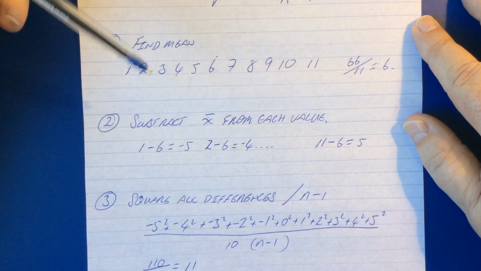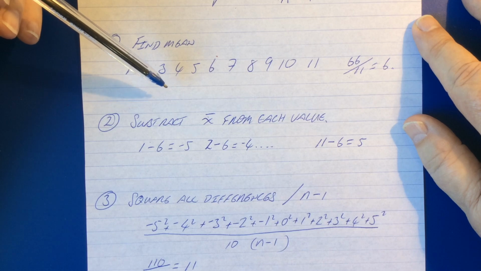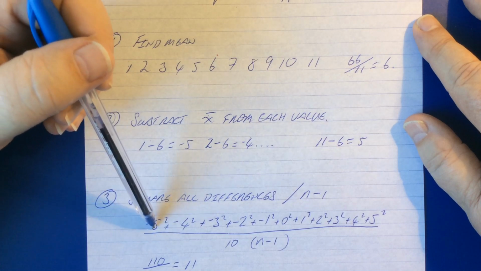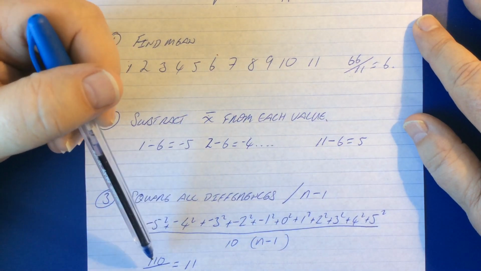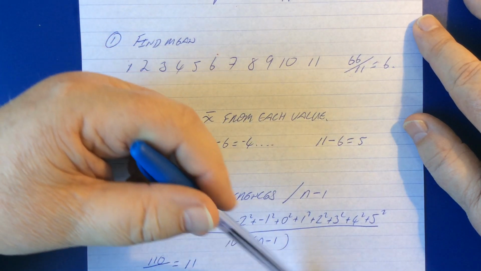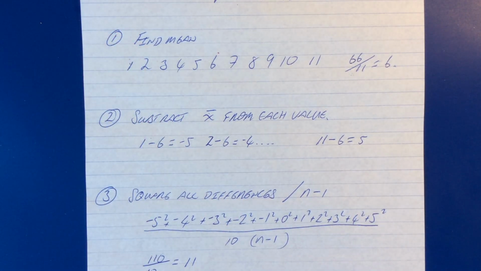This is the standard deviation of a sample. We're nearly always dealing with samples. If you were dealing with a population, this would just be n. Anyway, when we do this, we wind up with 110 divided by 10, which gives us 11. Now, this number is called the variance, which is a measure which gives you a little bit of information about the variation within the set of the data.